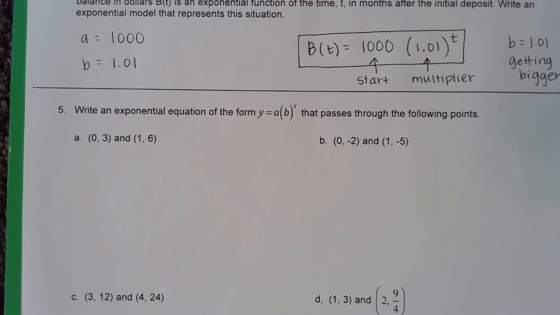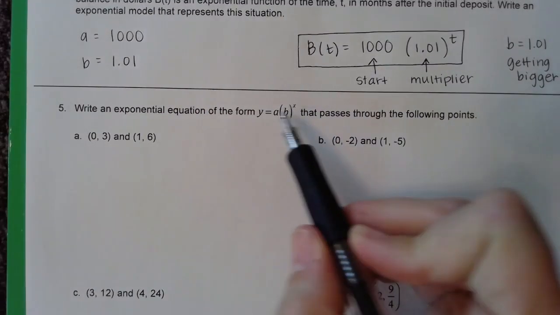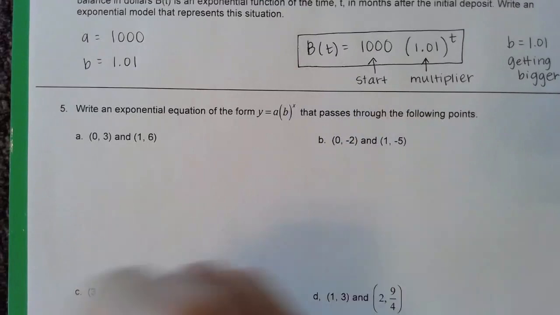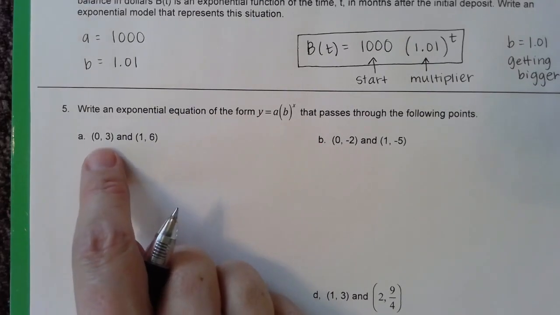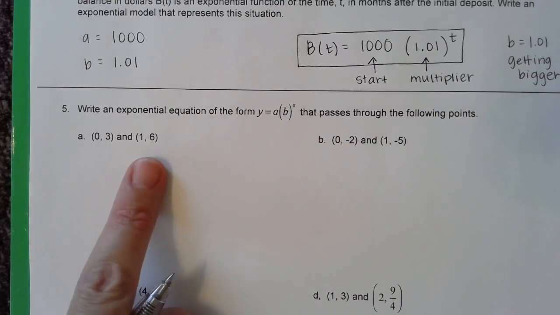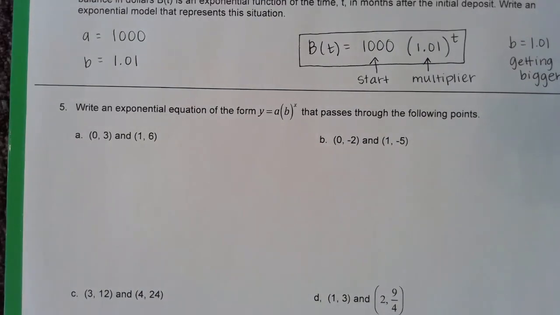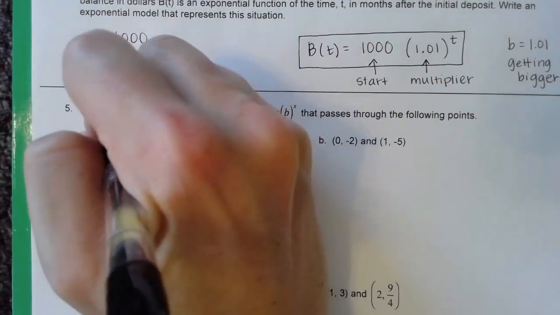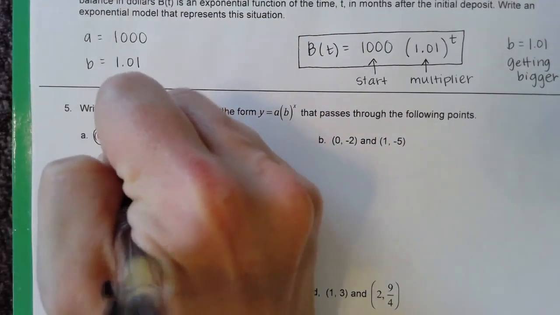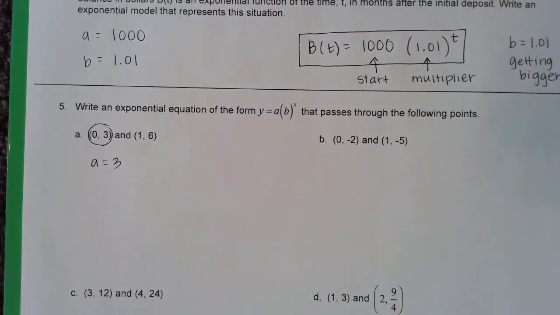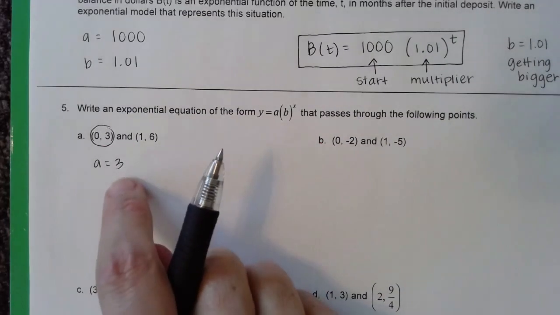So, in order to use the form y equals a times b to the x, you have to be able to know what the a is and what the b is. And sometimes you can figure that out right away from the information that's given to you in the question, and other times there's a little something that you need to do. Remember that your a is your starting value, and so on this one, they give you your a right away. Your a is 3. Your a is also your y-intercept, and so if the problem gives you a point with 0, then you know that that's going to be your a value.